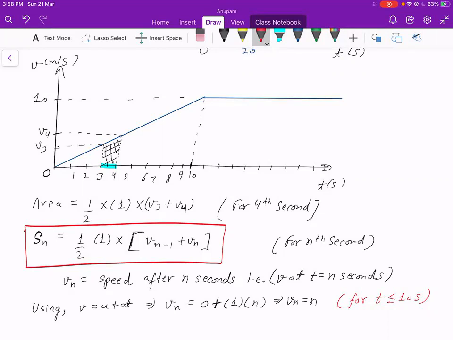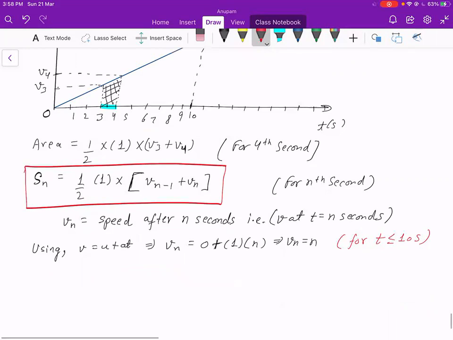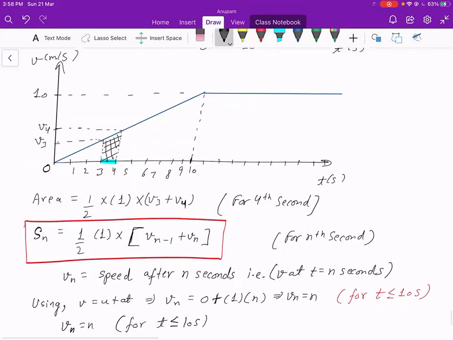I have found the expression for Vn. Vn is equal to n for t smaller than or equal to 10 seconds. This is clear. And after 10 seconds, what is Vn?